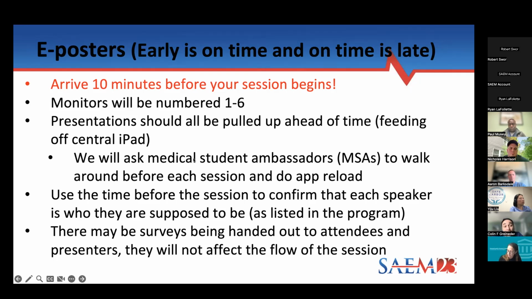Now, we all know that sometimes people decide to come in the middle of an e-poster session, and that is frustrating. There's nothing we can do about it, but you'll just have to manage that on the fly if that happens. But ideally, the poster presenters will all be there at the beginning. You can just quickly confirm.